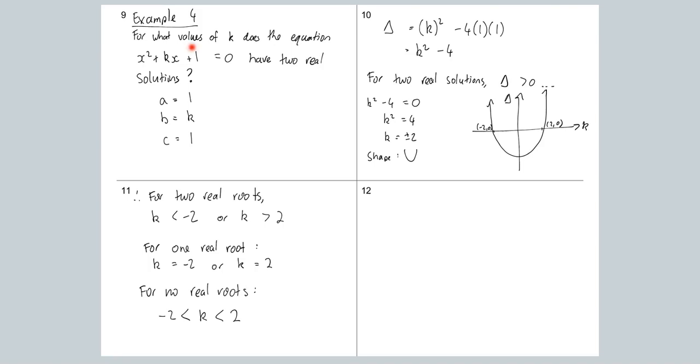Okay, so although working out the discriminant was actually much easier, interpreting what it means by graphing is where it gets a little bit trickier.